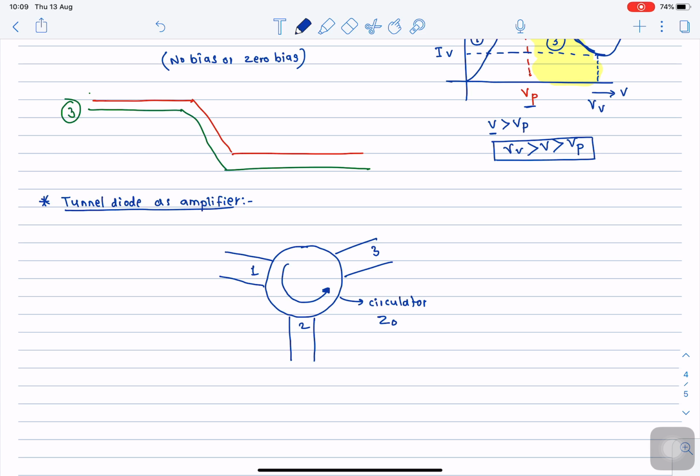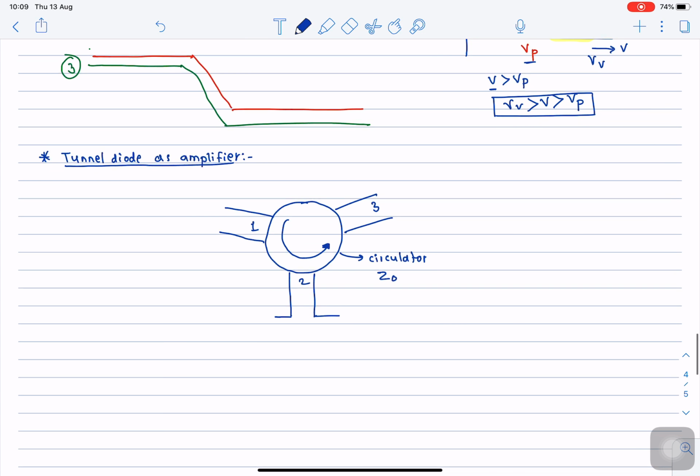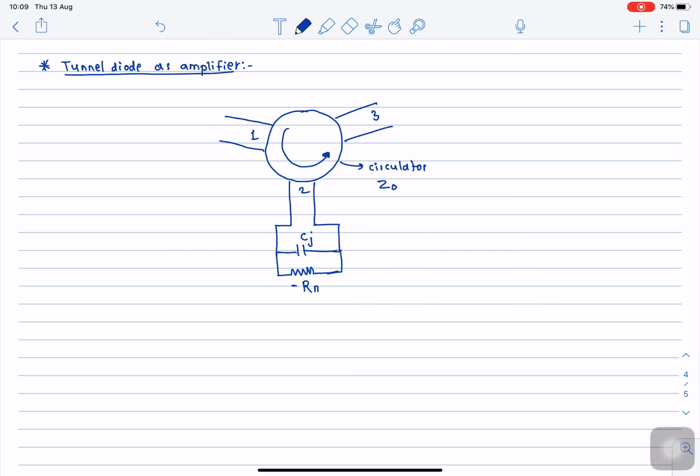Now the tunnel diode I will represent with a capacitor and a parallel negative resistance. This is the equivalent circuit of the tunnel diode, with Rn and junction capacitance Cj. This is the tunnel diode which I connected to port number 2 of the circulator.